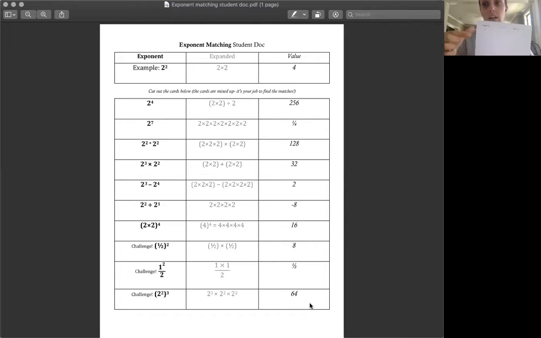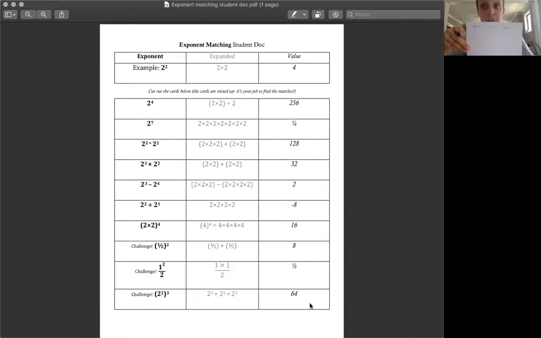So let's do the first one together. My first example is the exponent 2 to the second power. So 2 squared, or 2 to the second power. When I expand that, because there's a 2 up there, that means 2 times 2. So my expanded card would be 2 times 2, and you can see that's already up there. I know when I multiply 2 times 2 that equals 4, so my value is 4. You don't need to write that because it's already there as an example. You can just cut that out and paste it.